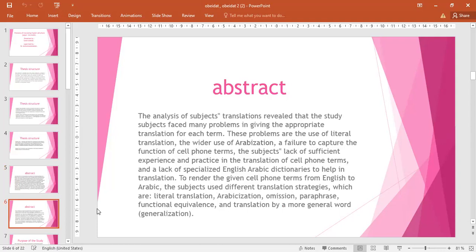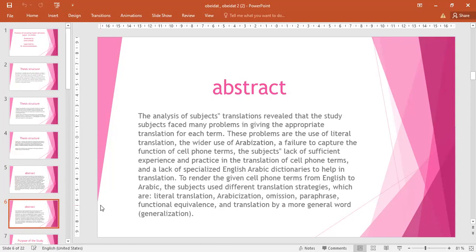The analysis of the subjects' translation revealed that the study subjects face many problems in giving the appropriate translation for each term. These problems are the use of literal translation, the wider use of Arabization, a failure to capture the function of cell phone terms, the subjects' lack of sufficient experience and practice in the translation of cell phone terms, and the lack of specialized Arabic dictionaries to help in translation.